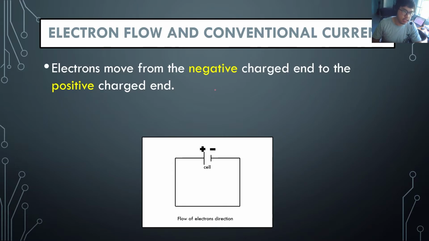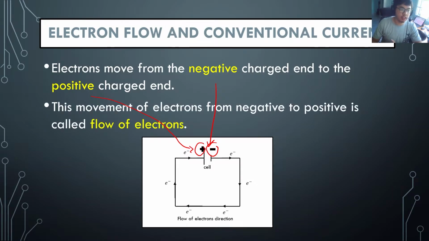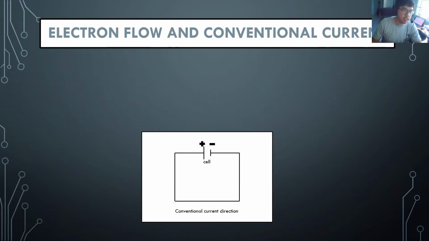So if you connect the cell to a wire, the cell will cause the electrons in the wire to move. And the electrons in the wire will move in this particular direction. The electrons move from the negative end to the positively charged end. So you can see this is how they move. This movement of electrons from negative to positive is called the flow of electrons.